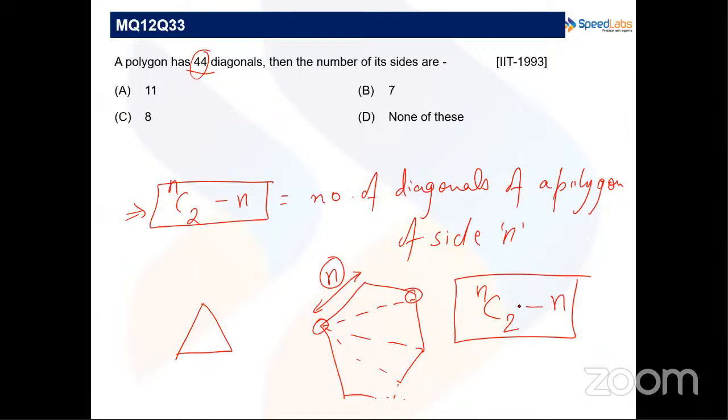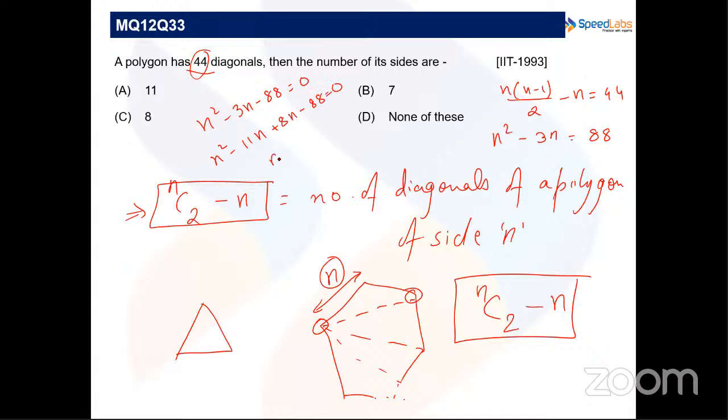So what are we given? We are given that its value is 44. On solving, we'll get n(n minus 1)/2 minus n equals 44. So that will be n square minus 3n equals 88. Here you will get a quadratic equation: n square minus 3n minus 88 equals 0. You can solve it like n square minus 11n plus 8n minus 88 equals 0. So (n minus 11)(n plus 8) equals 0. You will be getting 11.